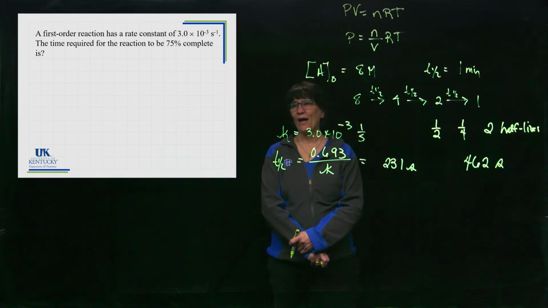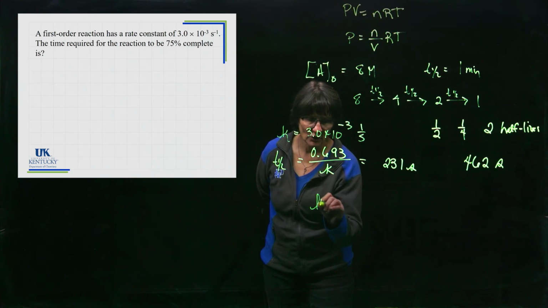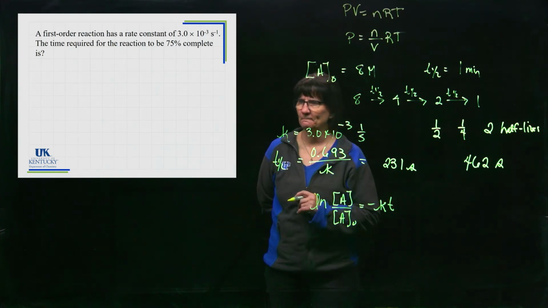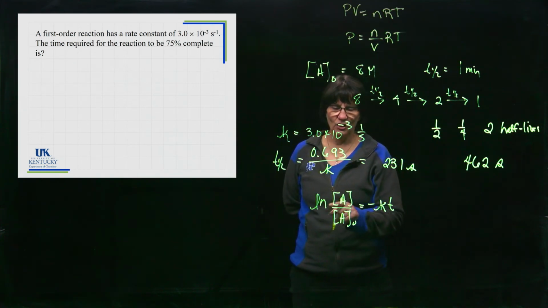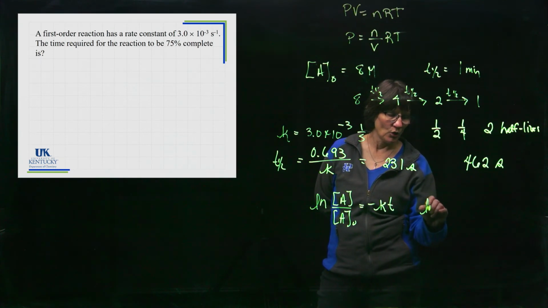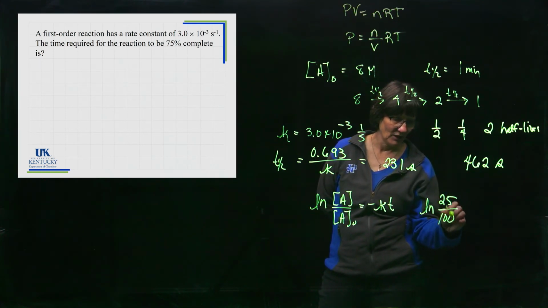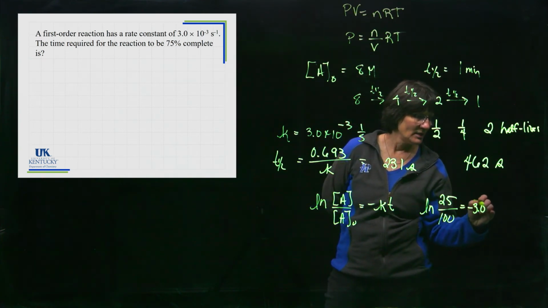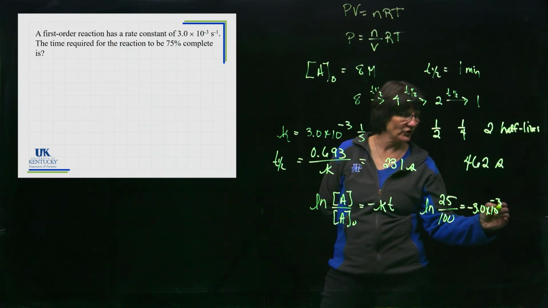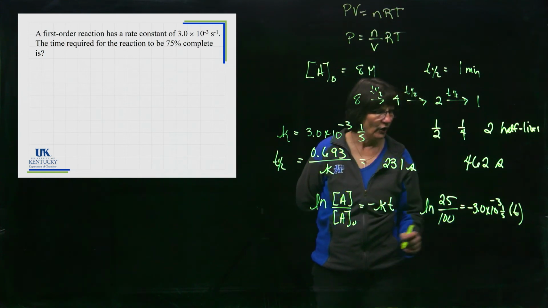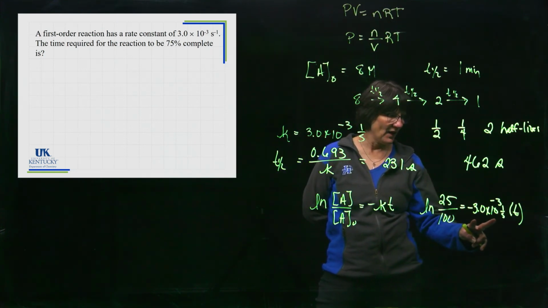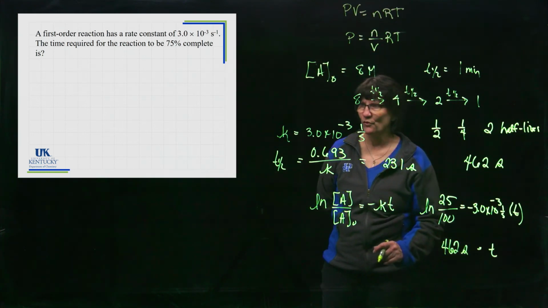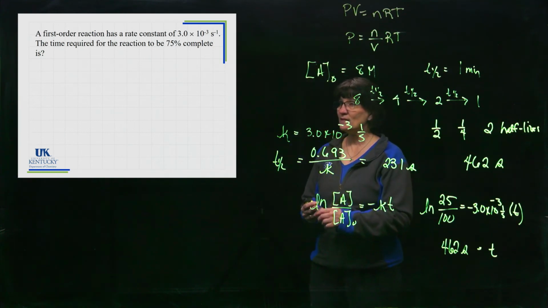Now let's imagine for just a moment that you never noticed that 75% complete is two half-lives. You can do this problem without knowing that, and here's how. We know it's first order kinetics. So we know the natural log of A over A naught is equal to minus K times T. If it's 75% complete, at time T, you have 25% remaining. So natural log of 25, assuming you started with 100%. So you started with all of it, and now we're down to 25% remaining. And that is equal to a negative K, which is 3.0 times 10 to the minus 3, and that's units of 1 over seconds, times the time. And if you did all the work from there, natural log of 0.25, and then divide by negative 3 times 10 to the minus 3, you would get the time of 462 seconds as well. So that is how you would work that if you did not recognize it as two half-lives.